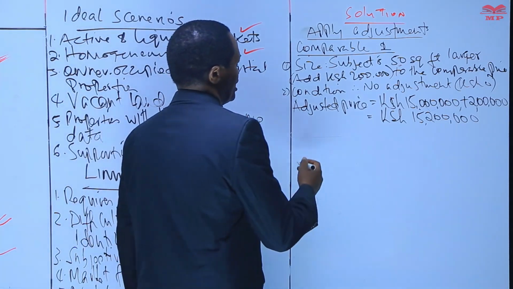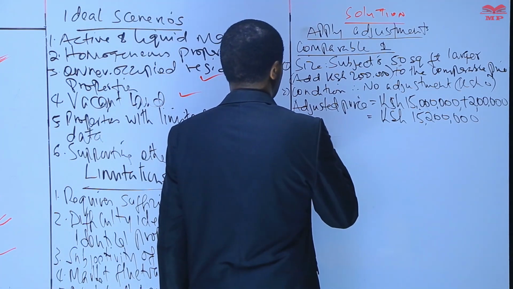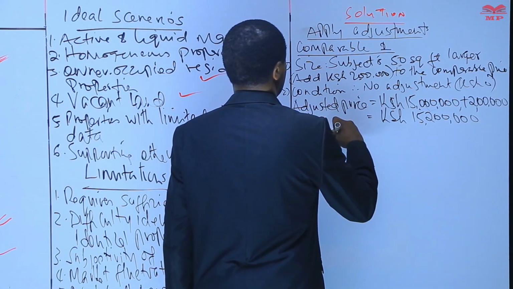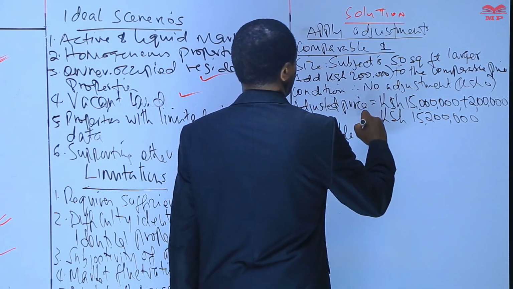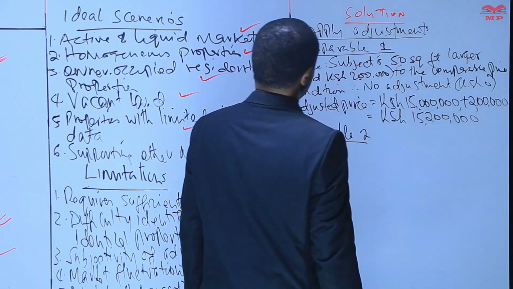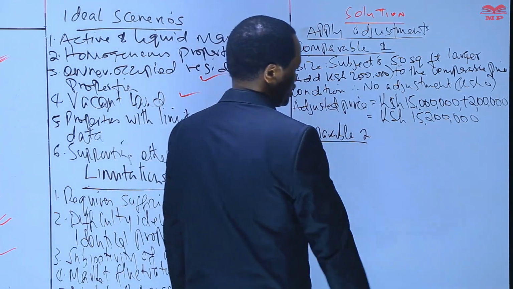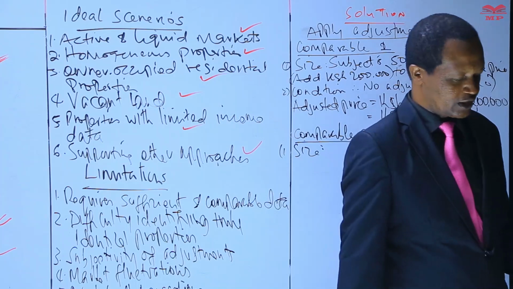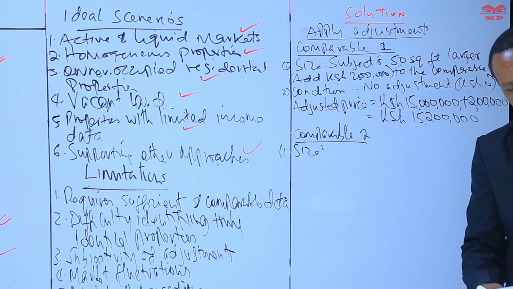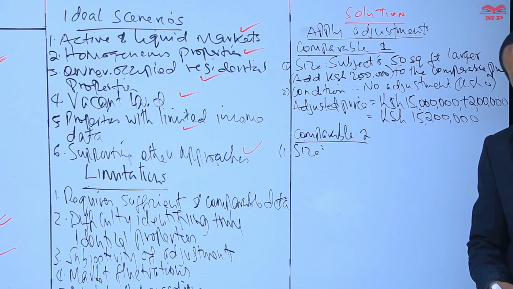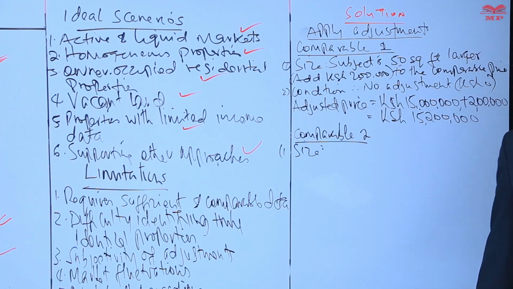Then let's apply adjustments to comparable 2, the second comparable. So we begin with the size. What is the size of the comparable? Is it larger or smaller? Look at the question. Look at the information. We have the selling price of comparable 2. The size is 1,250 square feet. It is slightly larger than the subject.